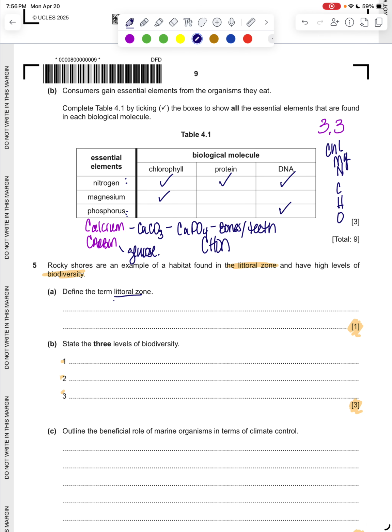Littoral zone. This definition is very specific. Same as salinity. Salinity, you have to put concentration of dissolved solids, but you have to have concentration. Littoral zone is very specific. We need to be specific about the spring tides. So littoral zone is literally the region. It's the intertidal region.